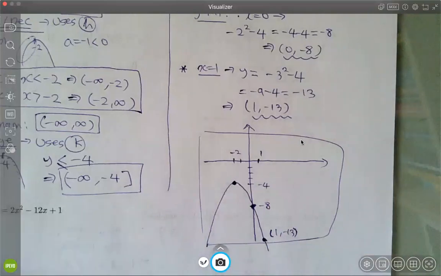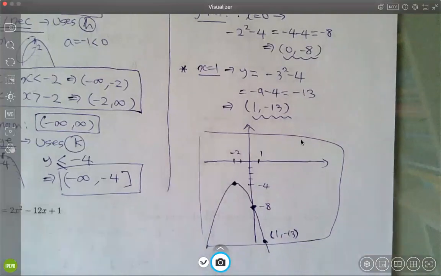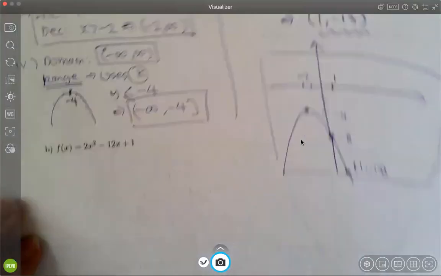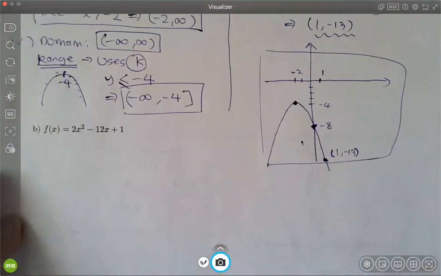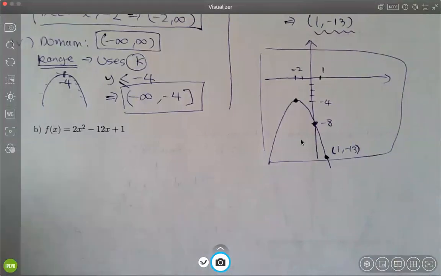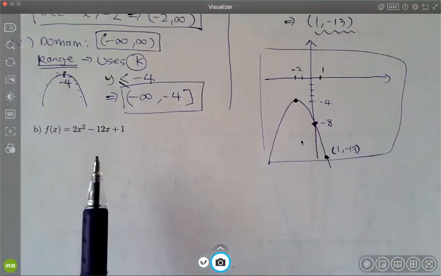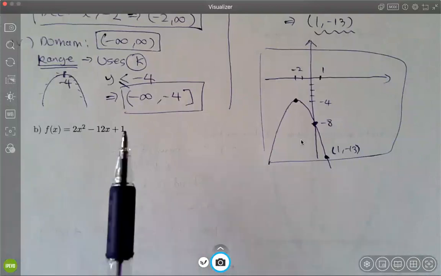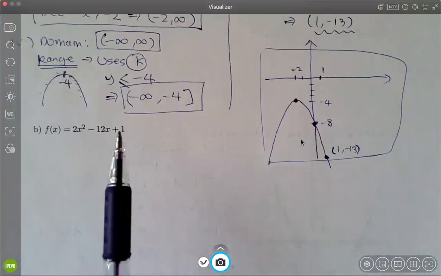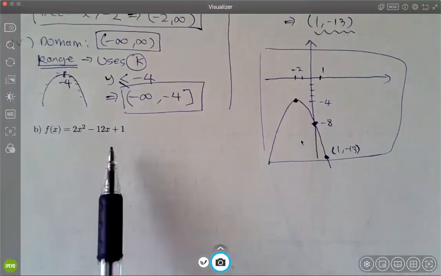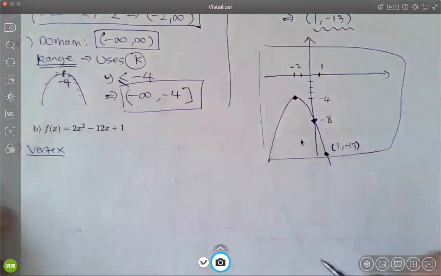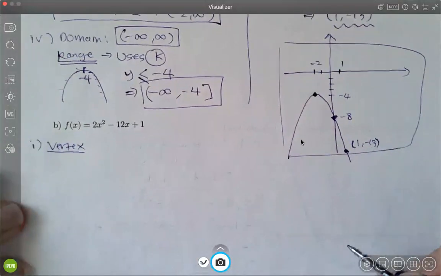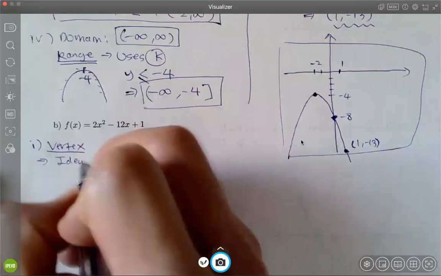Okay, so now part B. Part B: 2x squared minus 12x plus 1. Okay, so now here, what's the problem? This is different from what we had in the previous part, A, right? So what's the issue? We cannot see what h and k should be, right away. Okay, so what do we have to do to find the vertex? So to find the vertex, what we first have to do is what? Identify A, B, and C.